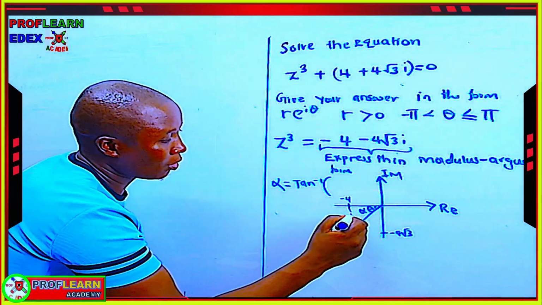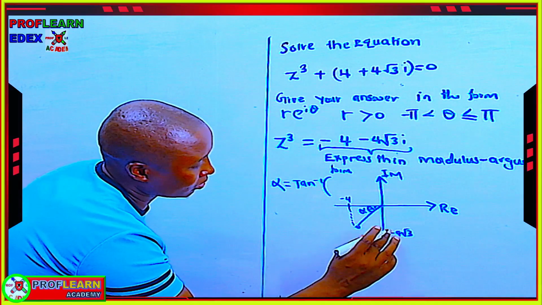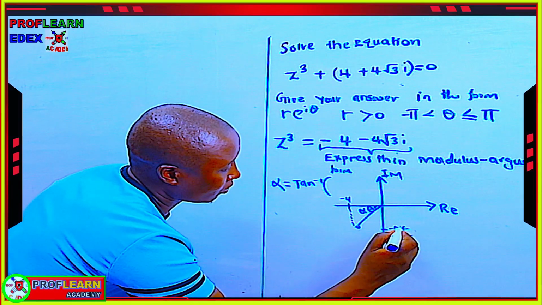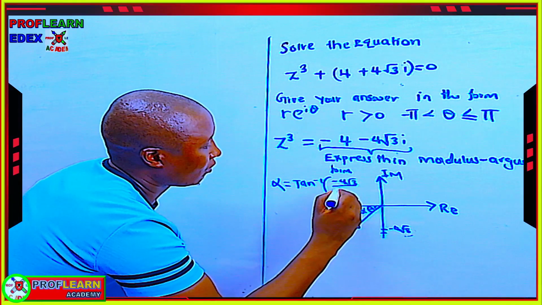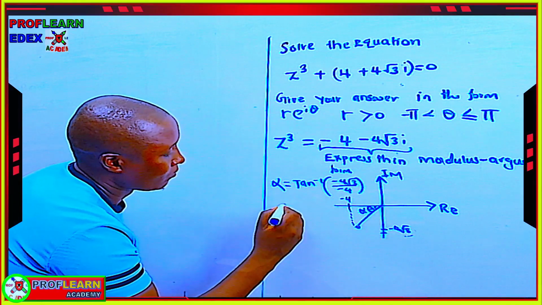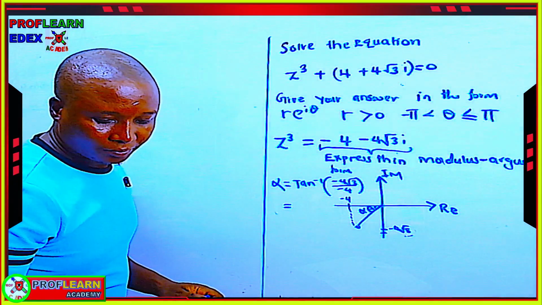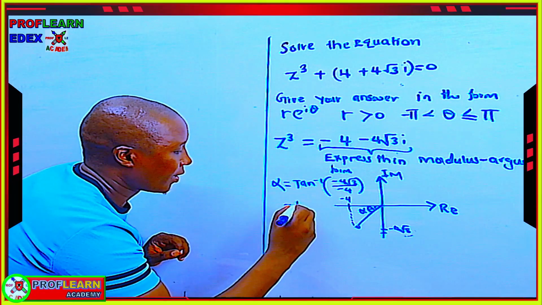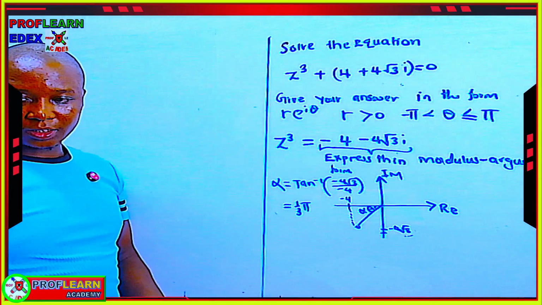So that is going to be opposite. Opposite is basically this that we are having here, so it should be coinciding with negative 4 root 3. So negative 4 root 3 over negative 4 in that case. So if we work out that angle, we are going to get that this angle that we are having here is 1 over 3 pi. This is the angle that we are having at this point.